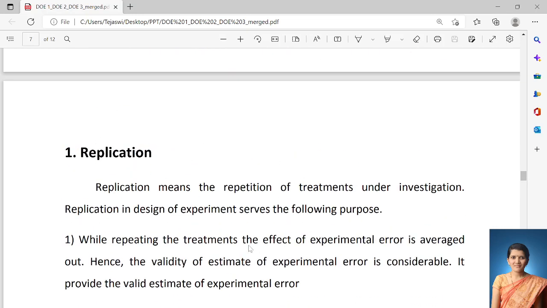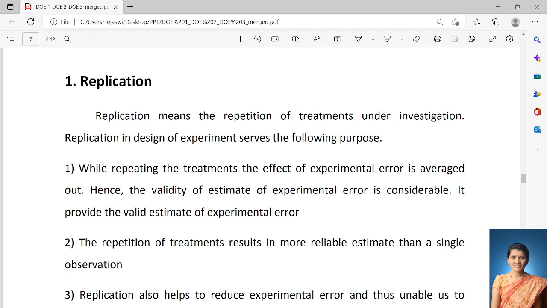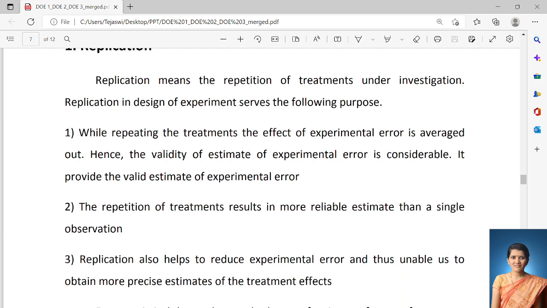So we discuss the principles of design one by one. The first principle is replication. Generally, replication means repetition. So replication means repetition of treatments under investigation. And replication in the design of experiments serves the following purposes. First, by repeating the treatment, the effect of experimental error is averaged out, hence it provides a valid estimate of experimental error.